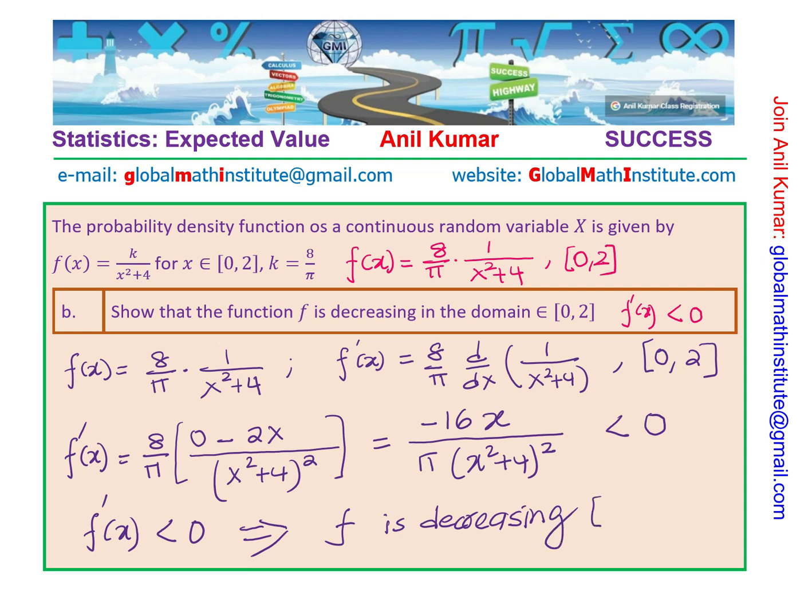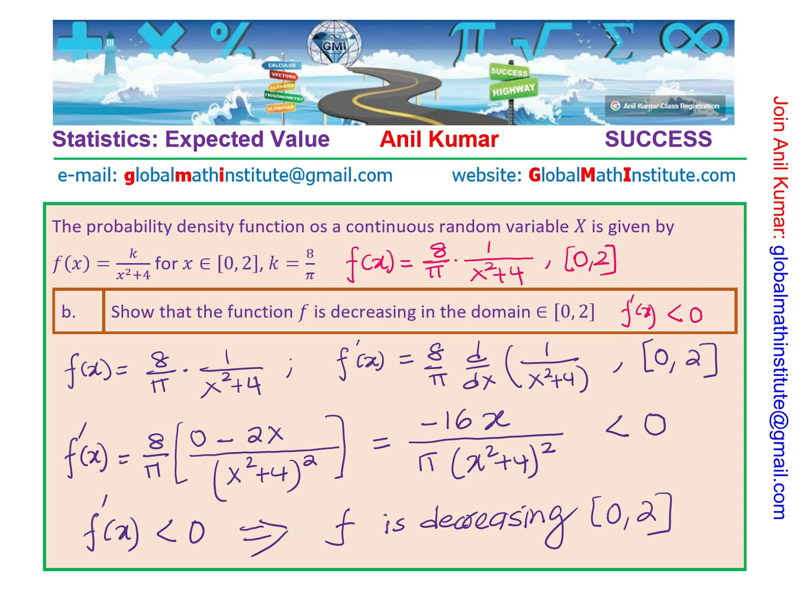Right, in the domain 0 to 2. Is that clear to you? Right. So it is non-negative, therefore it is decreasing in the domain 0 to 2. Perfect. So that is how we are going to do part B.